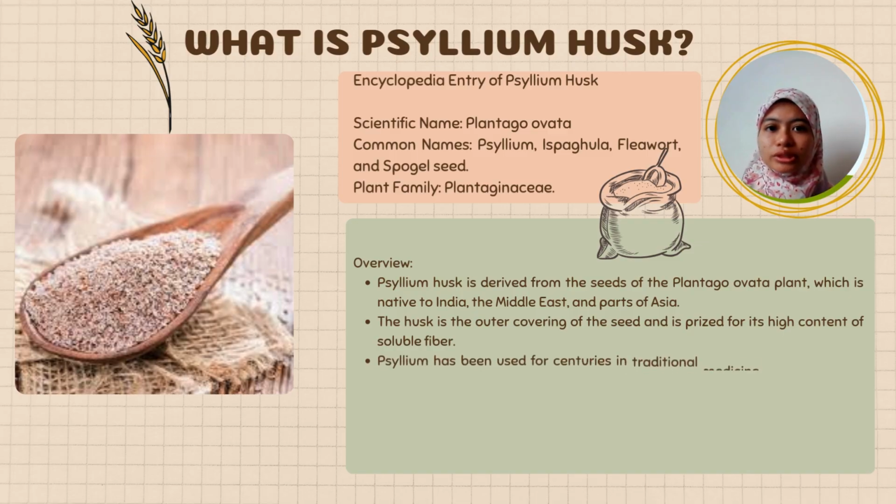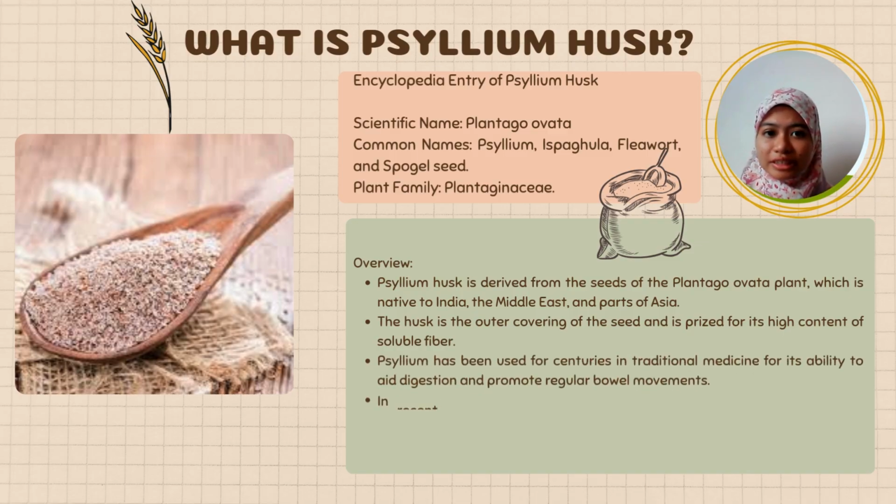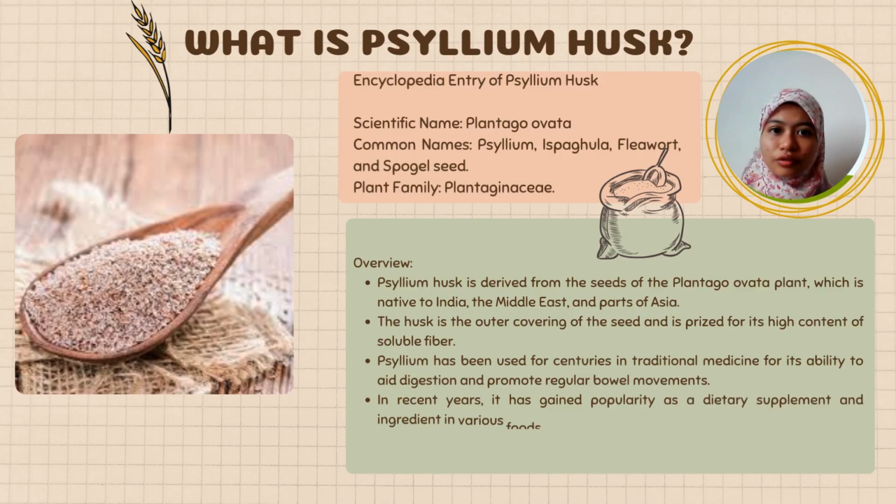I will go through the encyclopedia entry of Psyllium Husk and the overview of Psyllium Husk. So I will talk about the encyclopedia entry of Psyllium Husk first. Psyllium Husk is Plantago ovata in its scientific name. The common names for Psyllium are Psyllium, flea wort, and spaghula seed. Psyllium Husk is from the Plantaginaceae family.